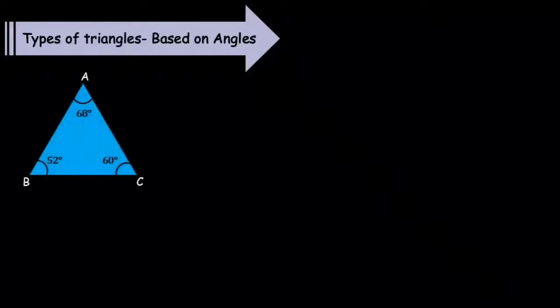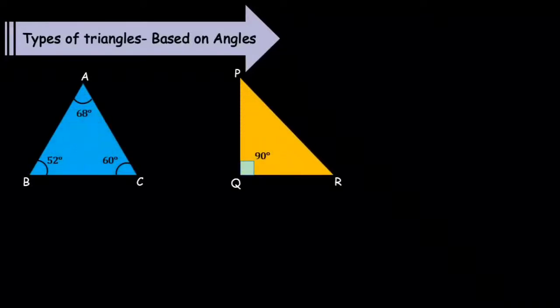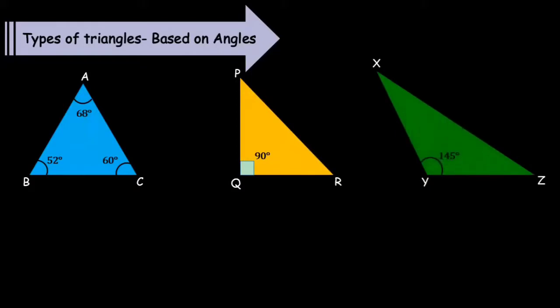Now we will see the types of triangles based on angles. So students, now again I'll display three different triangles along with the measures of their angles. Now this time I want you to tell me what can you see different in each of these triangles based on their angles, or what can you say about the angles in each of these triangles?